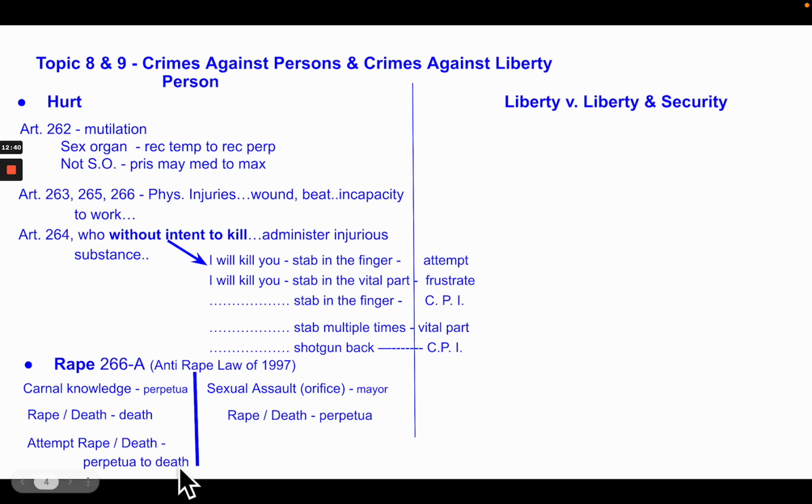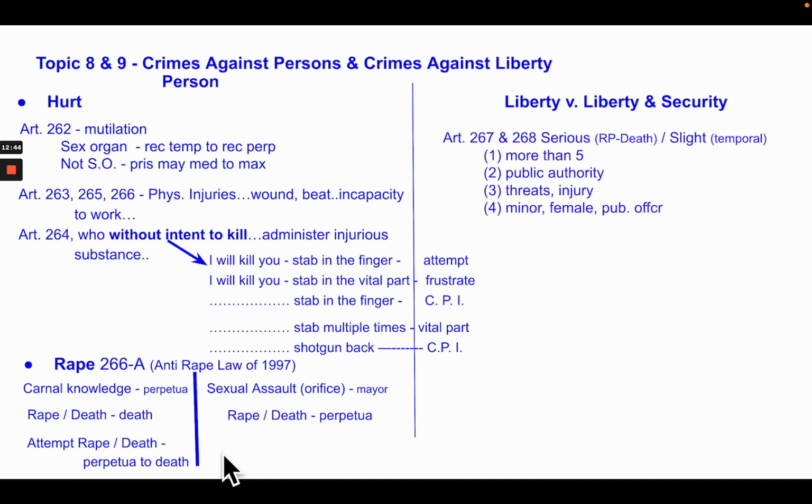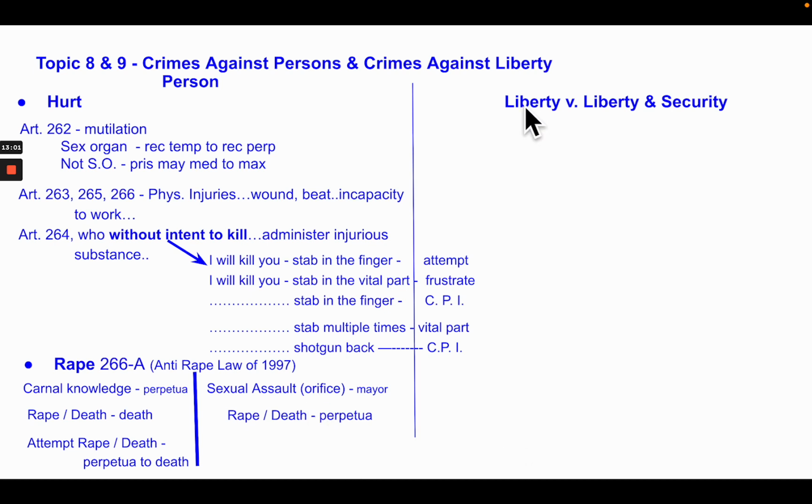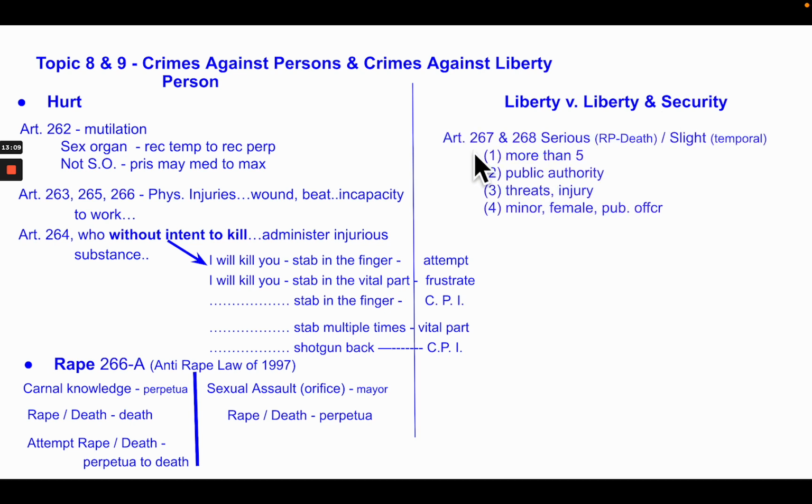So what am I talking about? This should start the discussion on special complex crimes. We'll go to that in a bit, no? But the point is this: we are discussing crimes against persons, and later they will intersect, no? So let's talk about this one: crimes against liberty. Take note, in the Revised Penal Code, there's a difference between crimes against liberty and crimes against liberty and security. All right, so we'll talk about liberty.